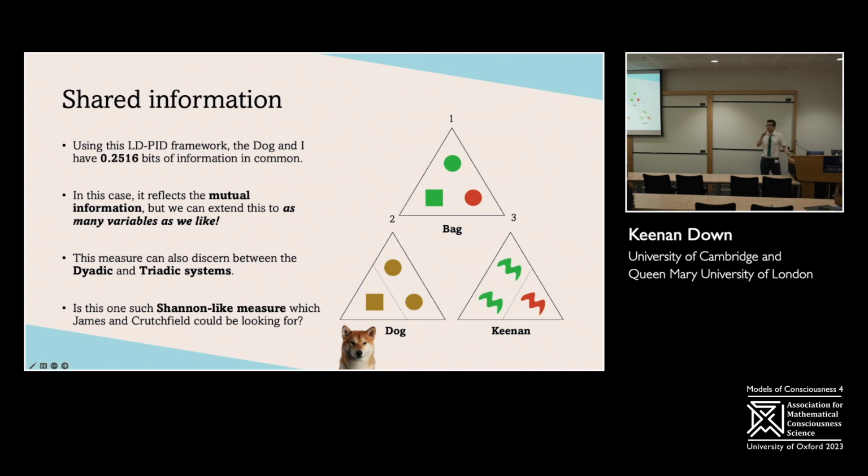Actually this measure is strong enough now to discern between these dyadic and triadic systems, and it actually might be one very good way of thinking about this Shannon-like measure that James and Crutchfield were talking about, which didn't exist back in the past. So it plays very well with the Shannon information. It plays very well with partial information decomposition. Who knows if it's right, but I guess we'll see.